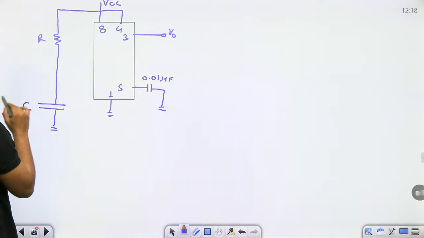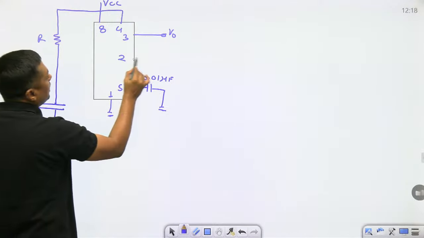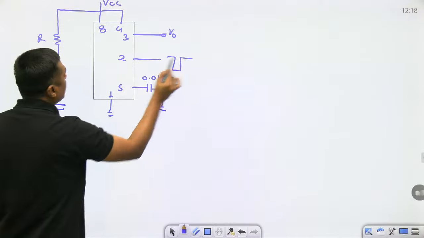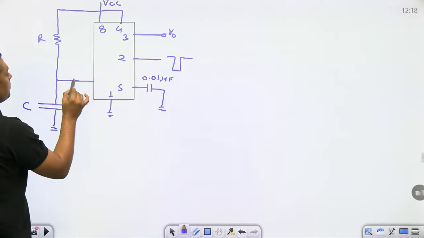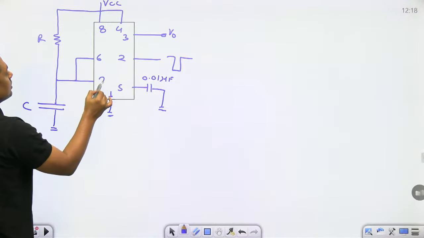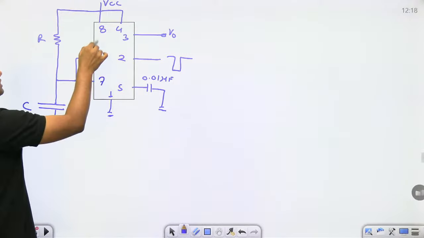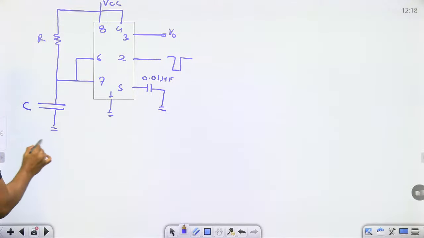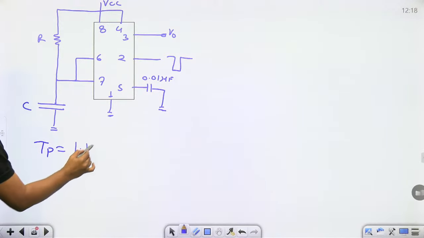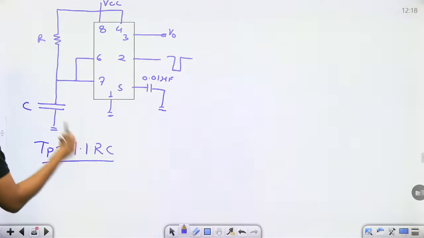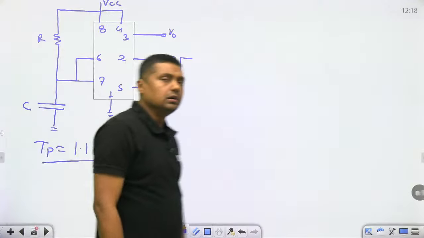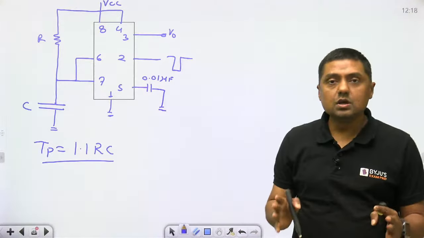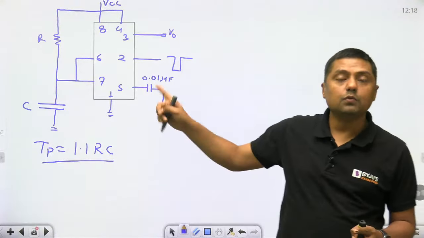The voltage across the capacitor is at pin number 2, where we are giving a negative trigger. The voltage across the switch is connected to pin number 6 and pin number 7. 1, 2, 3, 4, 5, 6, 7, 8, all are over. That is called a monostable multivibrator. For this monostable multivibrator, the pulse width is given by 1.1 RC. That is the standard formula. This is a monostable multivibrator, also called univibrator or one shot.